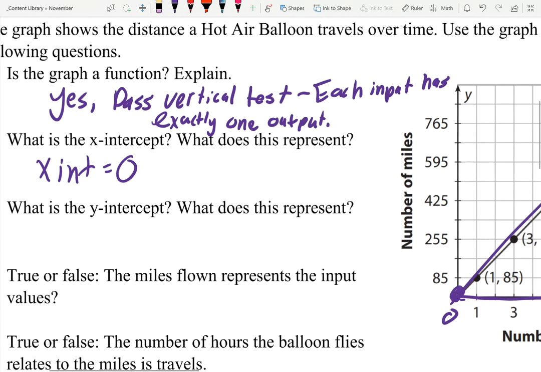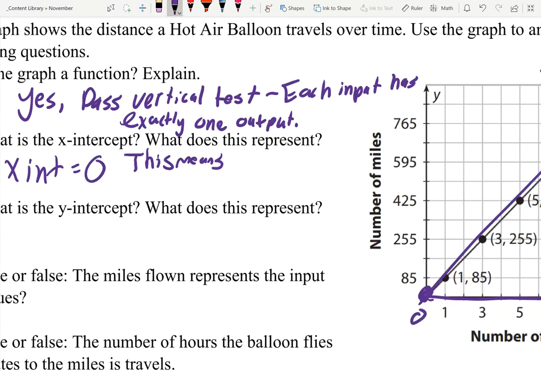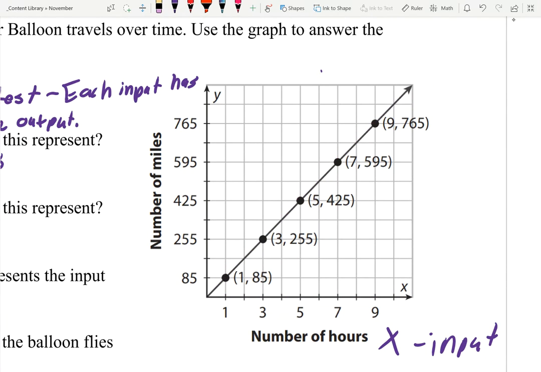This means, let me zoom in again on this, okay? All right, so this means, now if we think about it, remember we're talking about a hot air balloon, right? So this means the x-intercept 0 means 0 hours, right? 0 hours. That essentially means that it's 0 hours, but its y value happens to also be 0, right? 0 miles, right?